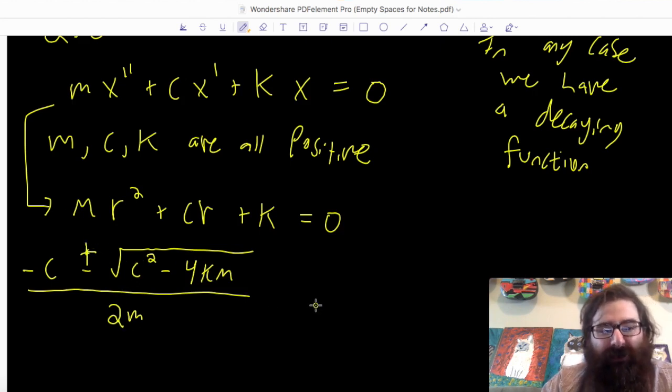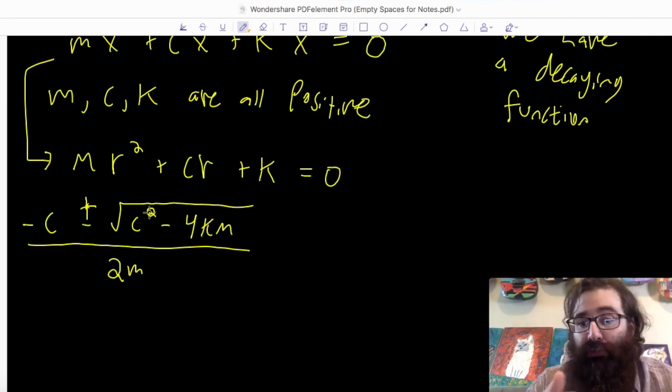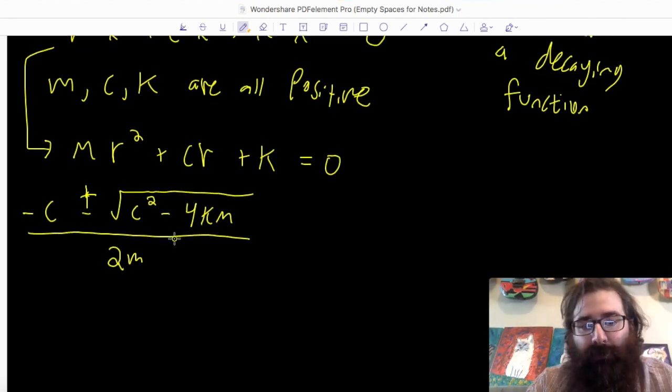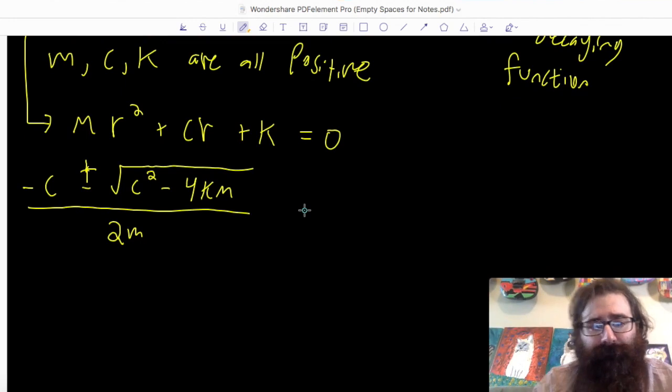And there's a few things that could happen with this, all depending on the discriminant, the stuff under the square root. Either the stuff under the square root is positive, and we get 2 distinct roots, or the stuff under the square root is 0, and we get that repeated root, or the stuff under the square root is negative, and then we start talking about imaginary values. Let's break those up into those 3 different cases.